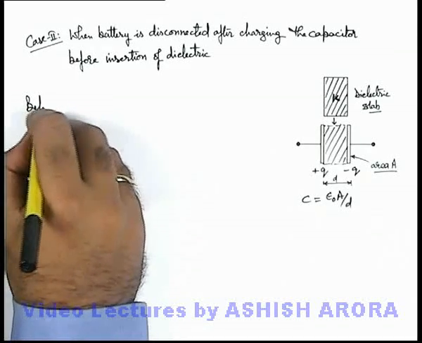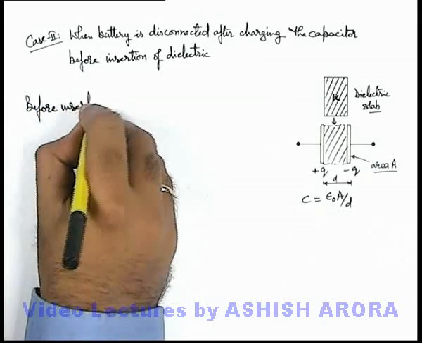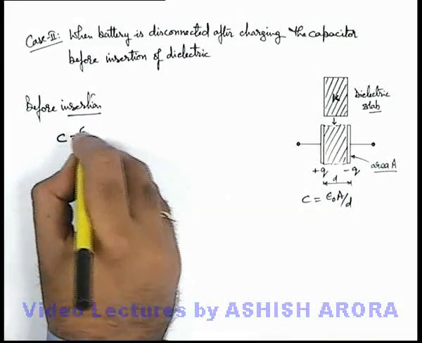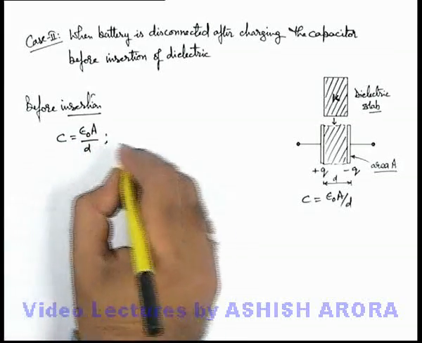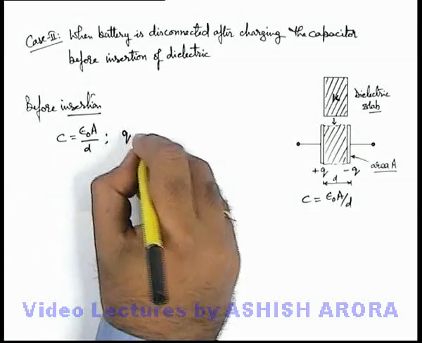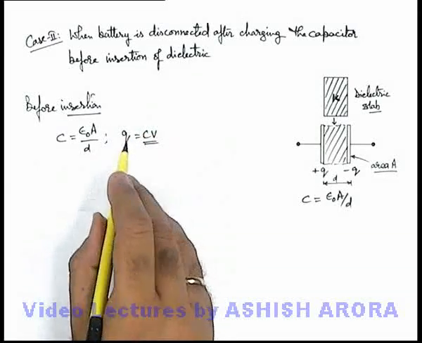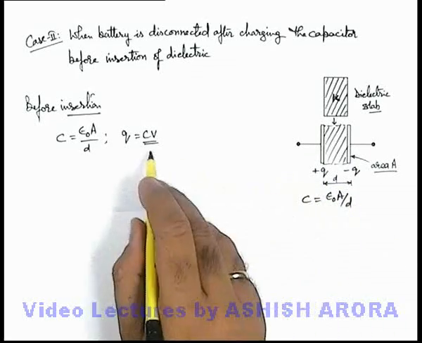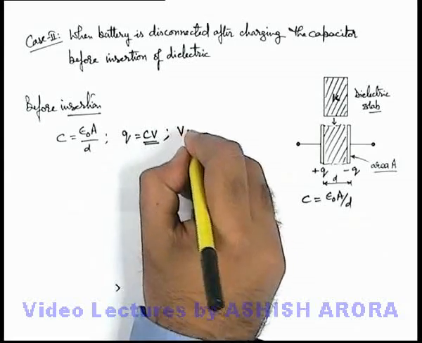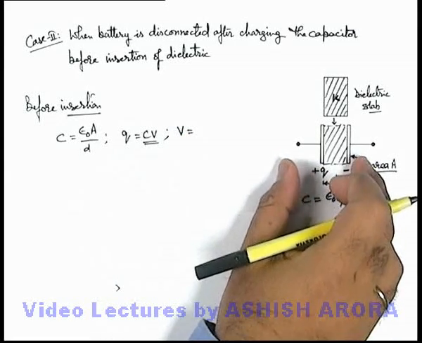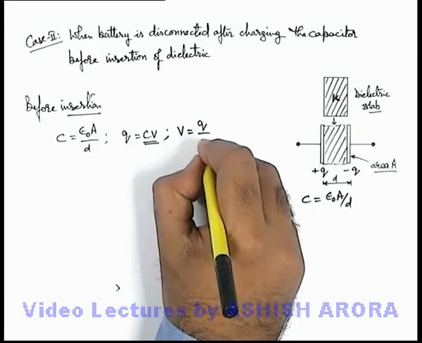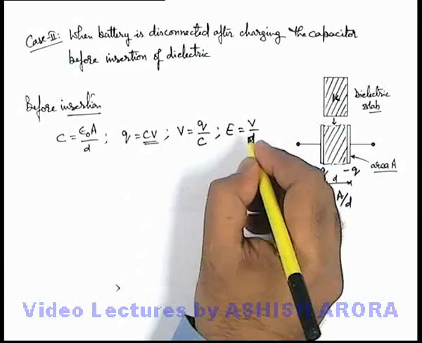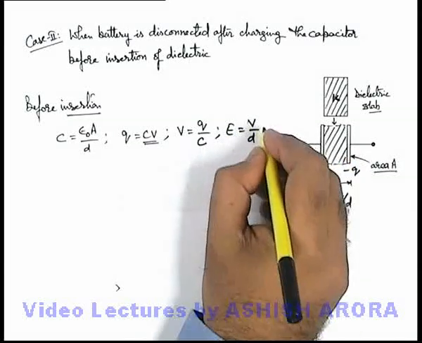If we talk about the parameters before insertion, the capacitance we have seen it is epsilon naught A by D. If we talk about the charge on capacitor Q, it was CV, and here you can see the charge on capacitor will remain constant because no battery is present over here, so it will not change. If we talk about the potential difference across the terminal plates of the capacitor, it can be written as Q by C. If we talk about the electric field, it can be written as V by D, or it can also be written as Q by A epsilon naught, which we have studied.